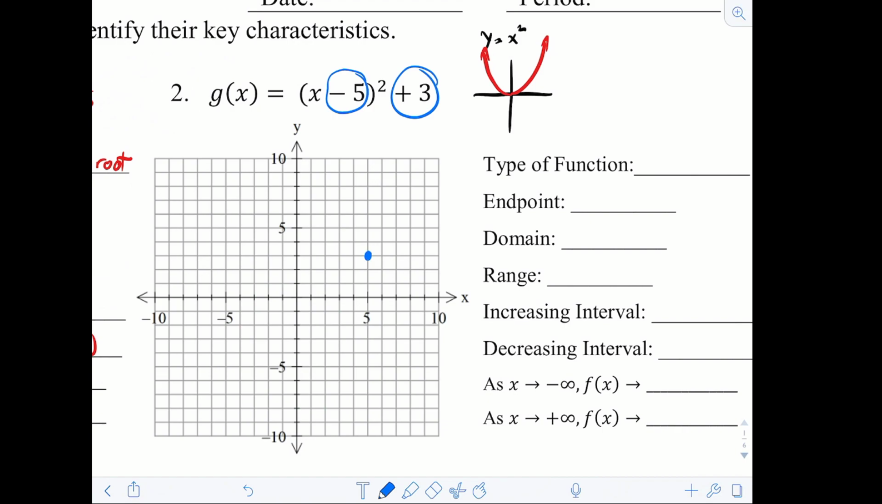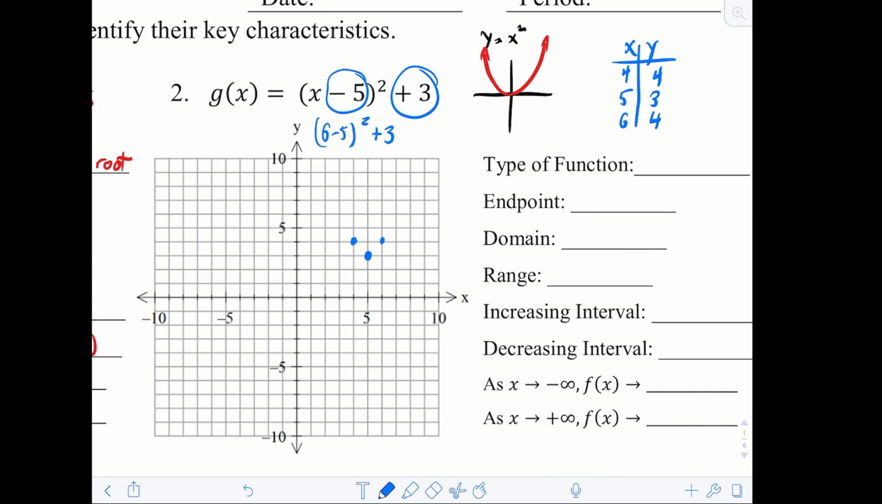So I end up having that vertex. Yet again, you can always make a table for yourself. So this is 5, and this is 3 right here. So I would do 4 and 6. And if I do this kind of quickly, 6 minus 5 and then squared, that's 1 squared, which is 1, plus 3. So it would give me 4, and this would also give me 4.